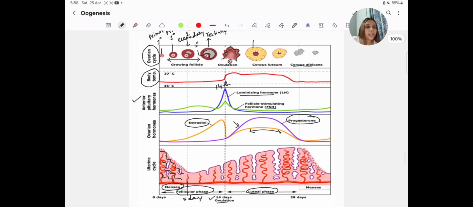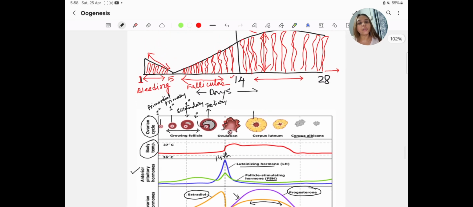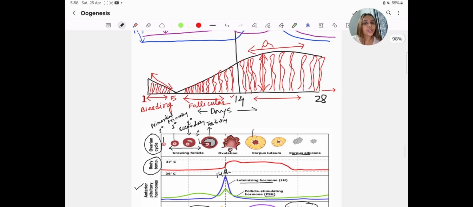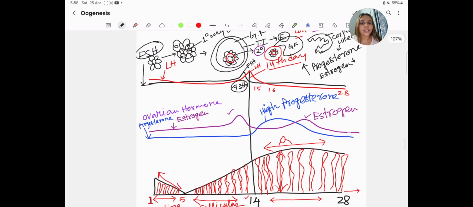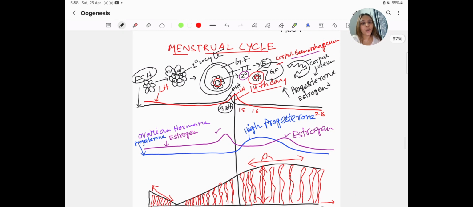So I think this graph is clear to you, and I have tried to make these hormonal interplays a very simple version for you, so that you can understand it easily. So just check this video and write to me whether you understood the menstrual cycle or not, okay.